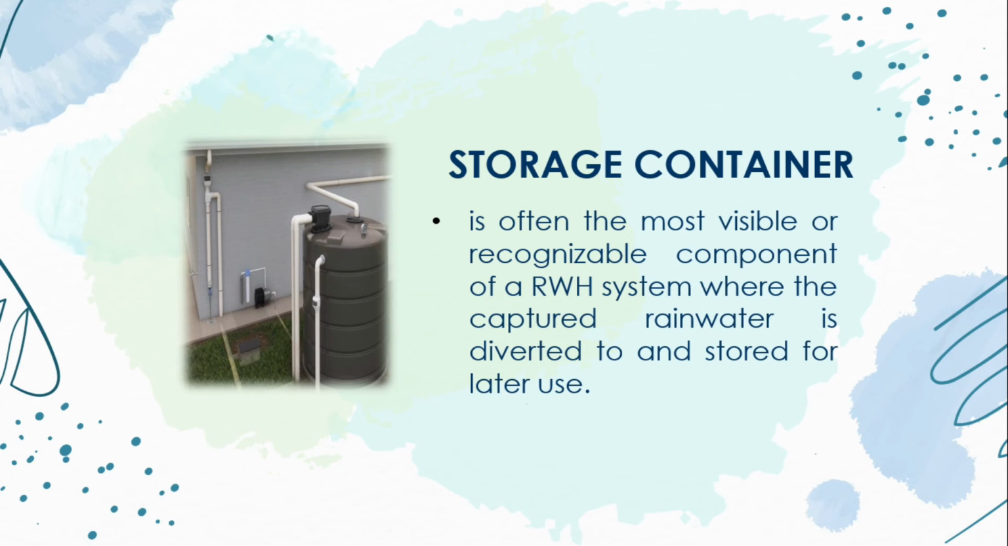Next is the storage container, often called cistern tanks. This is often the most visible or recognizable component of a rainwater harvesting system, where the captured rainwater is diverted to and stored for later use. Overall, yung main goal ng isang storage tank is safety. It should store water collected from the roof that is safe to use. So these tanks can either be cylindrical, square, or rectangular. Then, depending on space availability, storage tanks can be constructed above ground, partly underground, or fully underground.